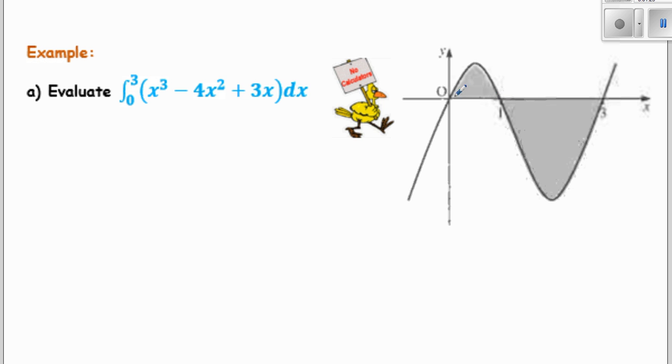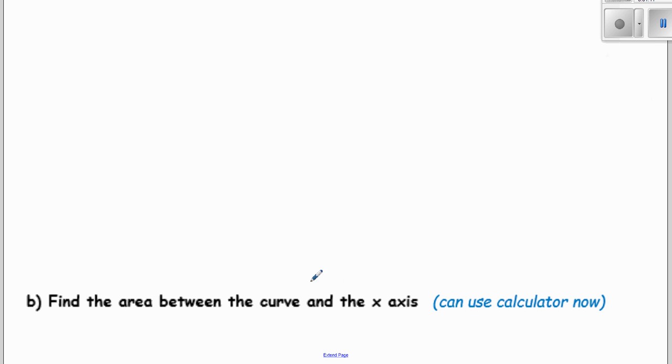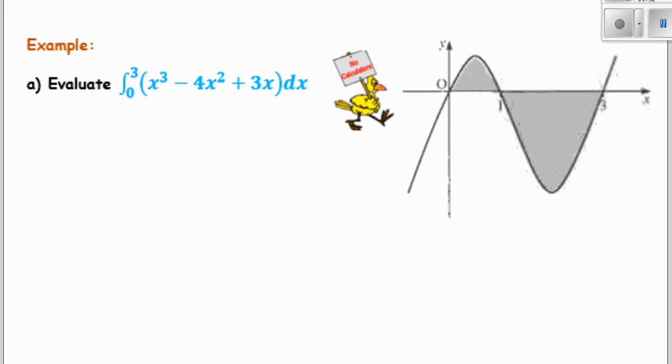We don't need to work out this one first and this one second, because it's fine. You can just work it all out together, from 0 to 3, because it's automatically going to consider this as negative and this as positive. But when we're doing the one down below where we have to find the area, we need to break it up into two parts, the positive part and the negative part, separately calculate those, and then add them together as if they're both positives. So that's going to be a bit more work. But that one we can do with the calculator because it's more work.